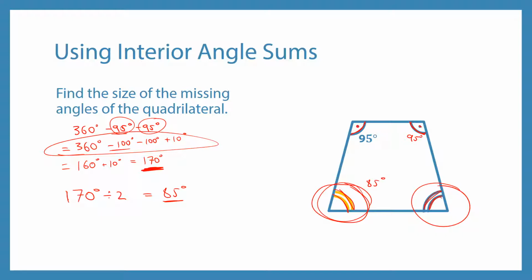Now we could check this by going 95 plus 95 plus 85 plus 85, and then making sure that this adds up to 360. So that's 10, 19, 28, 360. So we know it adds up to 360. We can say that our answer is most likely correct.